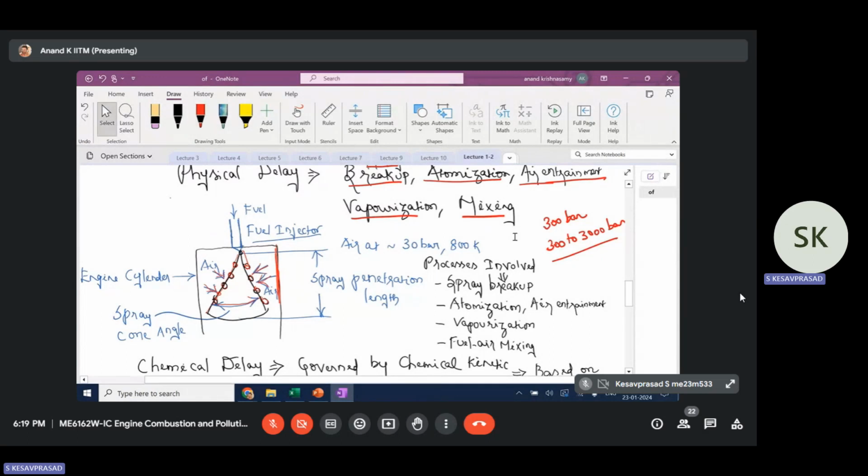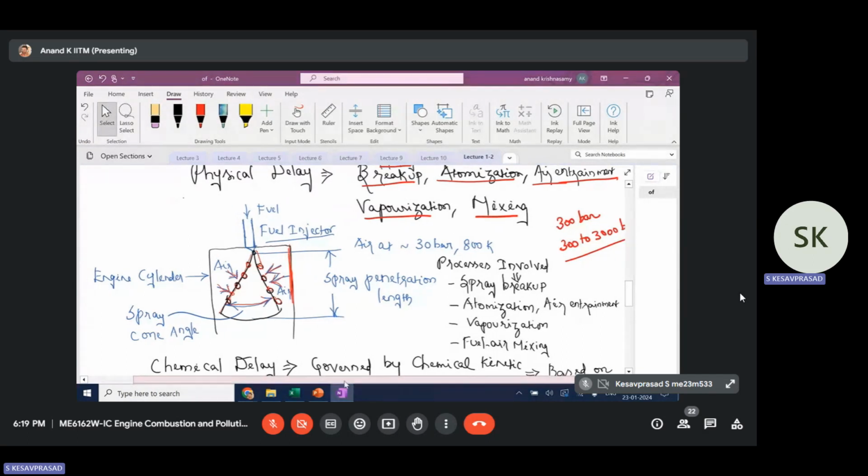What do you have inside the cylinder? Air exists in the cylinder at this typical condition, 30 bar and 800 Kelvin. These numbers are typical numbers; it is going to vary. When do you inject fuel in an engine operating cycle?